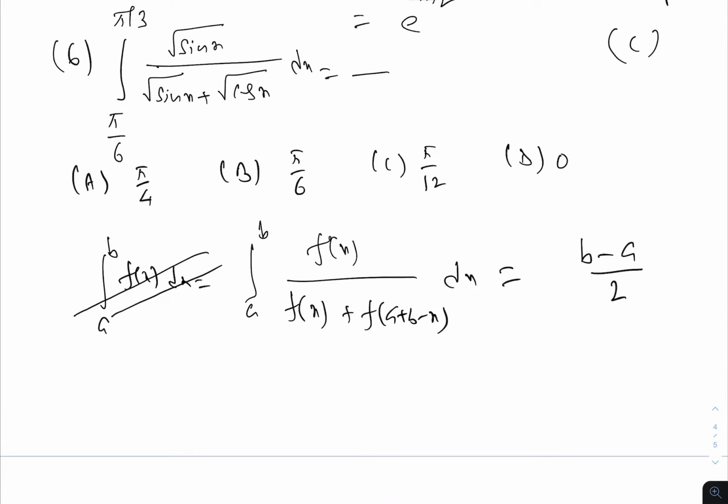So see, in this example f(x) is root sin x and f of a plus b minus x, so pi by 6 plus pi by 3, so pi by 2 minus x, so root sin of pi by 2 minus x is root cos x. So exactly in this form, so answer is pi by 3 minus pi by 6 by 2, and that is nothing but pi by 12. So that is the answer, pi by 12 here.